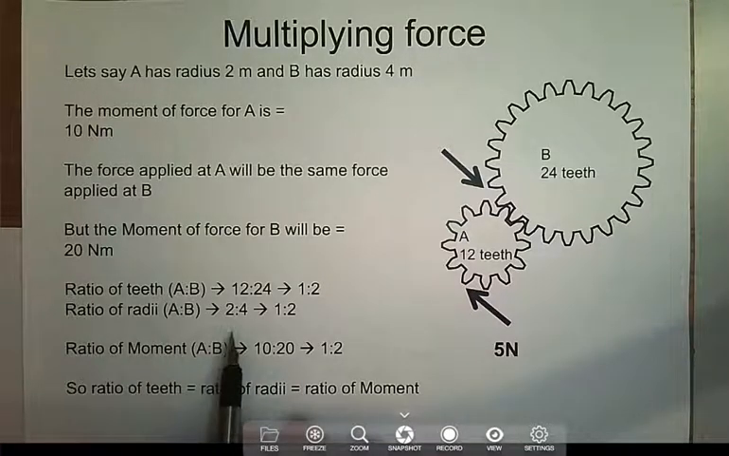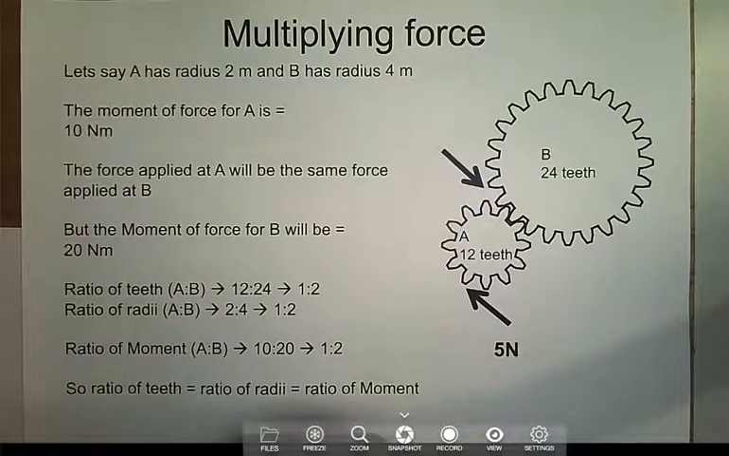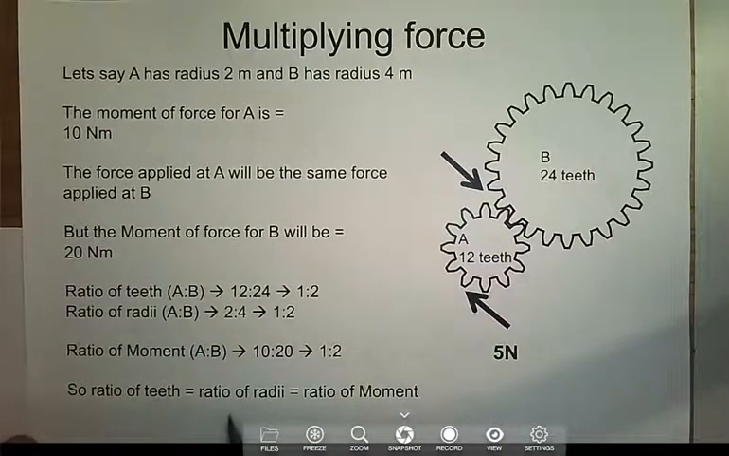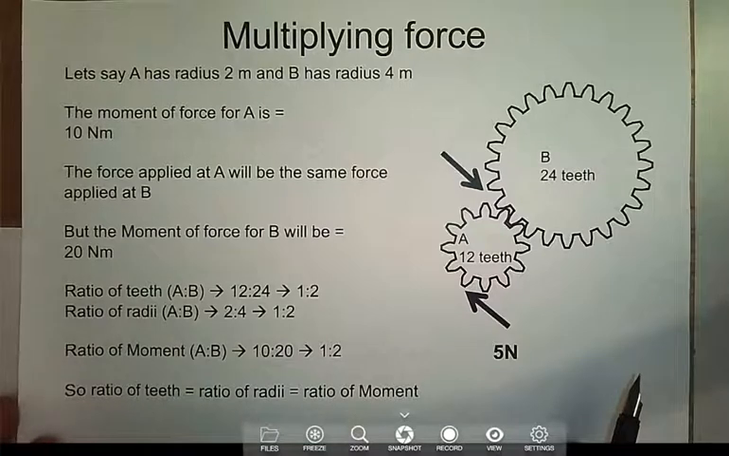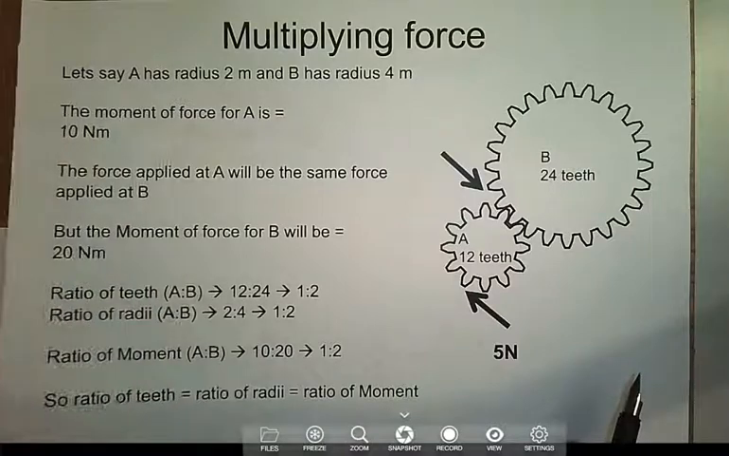The ratio of the radii of 2 to 4, 1 to 2, again, means that it's going to multiply up. So the ratio of A to B, 10 to 20, is 1 to 2. In short, the ratio of teeth equals the ratio of radii equals the ratio of moments. So by knowing one moment and the ratio of the two gears, we can work out the other moment.